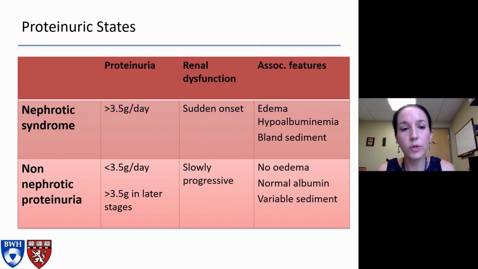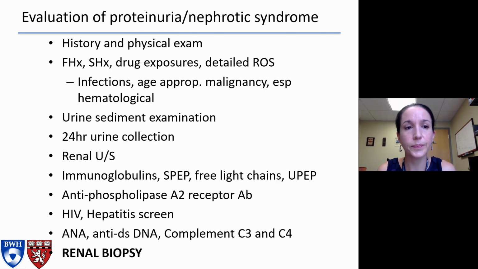In non-nephrotic proteinuria, obviously the proteinuria is lower to begin with, but then progresses, and this tends to be a more slowly progressive condition. Because there is compensation with differing degrees of involvement with different glomeruli, you tend not to see edema, and the albumin tends to be maintained. And obviously there can be a variable sediment depending on what the underlying cause is.